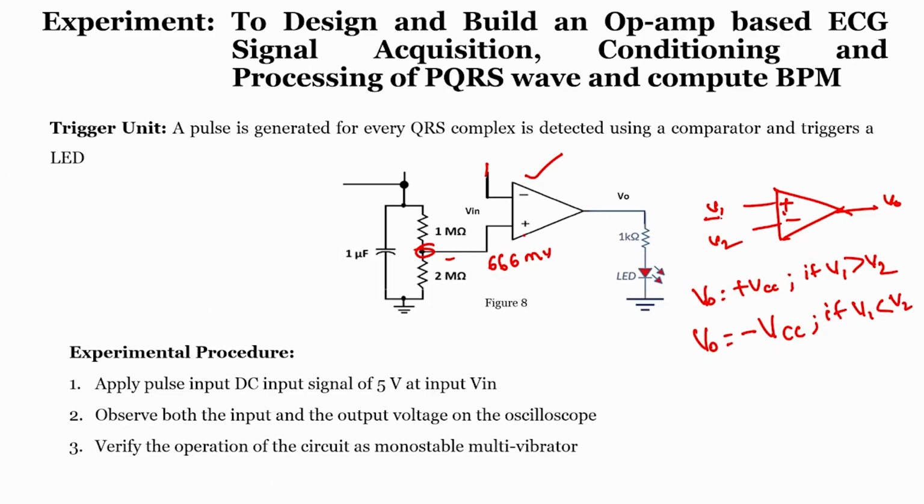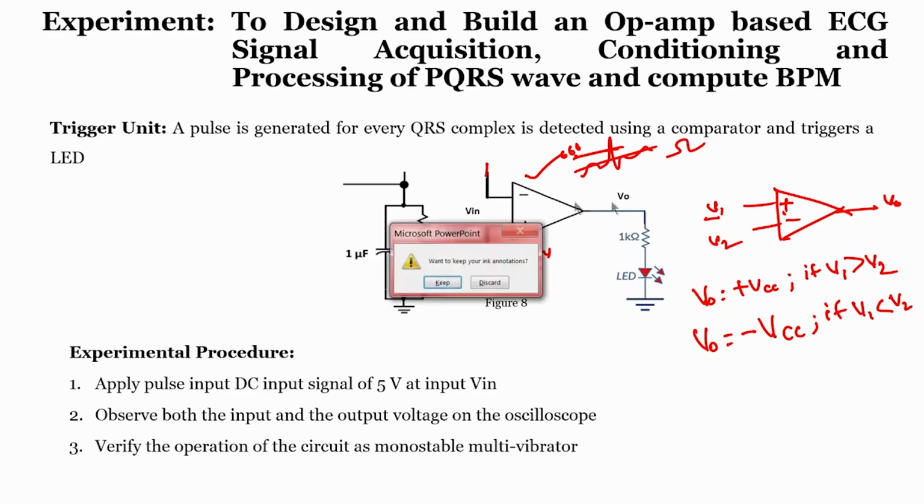And our V2 is nothing but the input signal, the positive PQRS wave, only this particular part. Now, when we are passing that, we will get a peak only when this particular input is greater than this value. So, when the input signal is greater than 666 millivolt, we will get a peak value pulse. Now, we will see whether we are getting it or not.